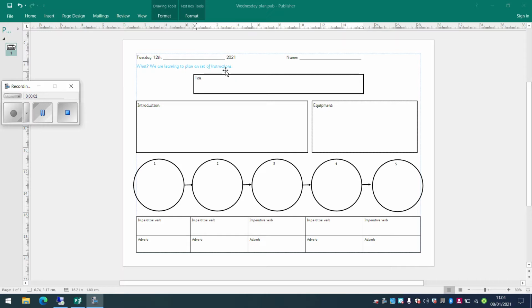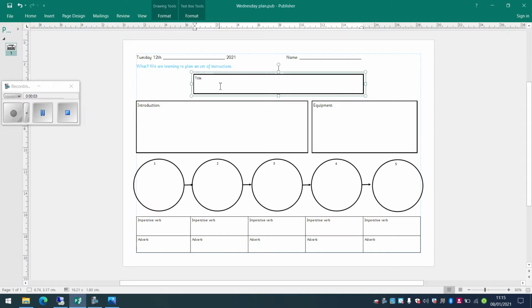So this is what your sheet looks like for today. You can print it if you want to, or you can just write the things that are on this sheet on a piece of paper. It really doesn't matter. So we are planning how to make our musical instrument. So tomorrow we will be writing some instructions, but today we are just planning. So the first thing you need to do is think of a title.